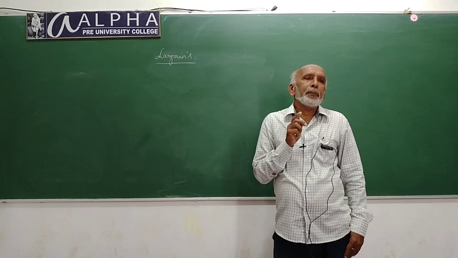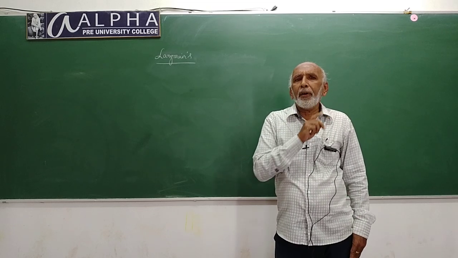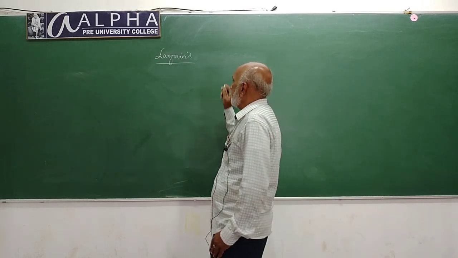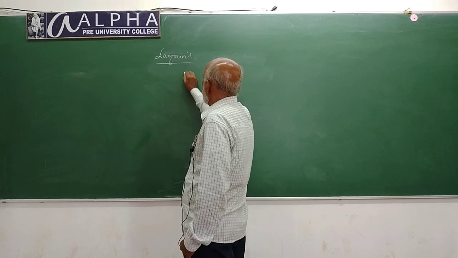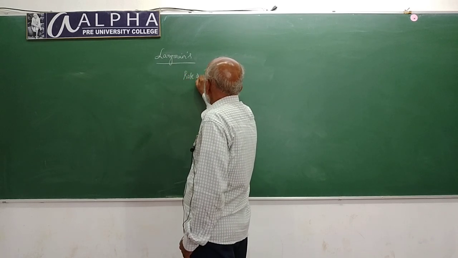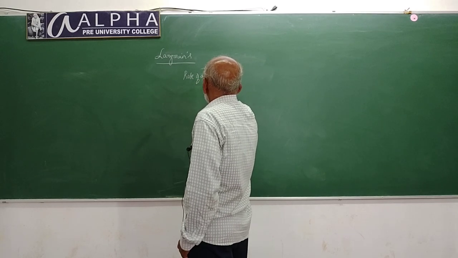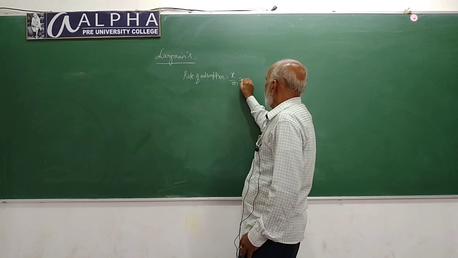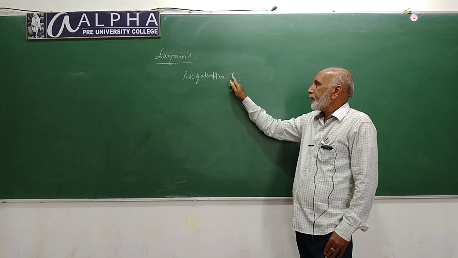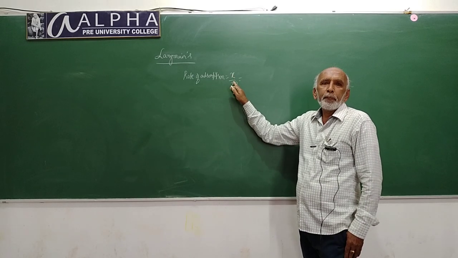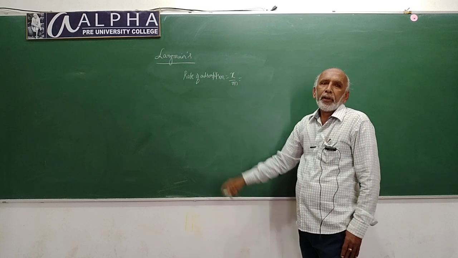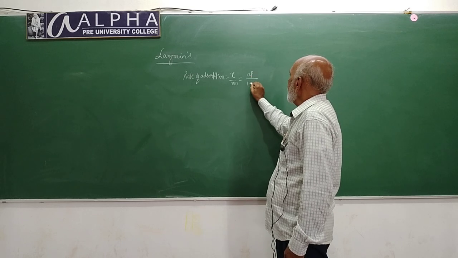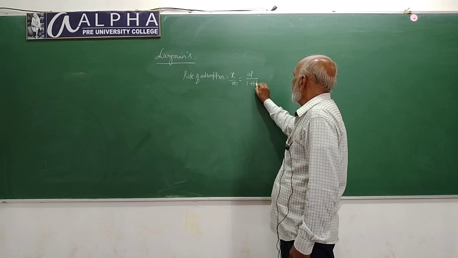Here I will give the mathematical form of the Langmuir adsorption isotherm for the sake of your entrance examination. The mathematical form of the Langmuir adsorption isotherm is rate of adsorption, that is x by m. You know what x and m are. Here x is the amount of adsorbate, m is the amount of adsorbent or mass of adsorbent. This is equal to AP by 1 plus BP.